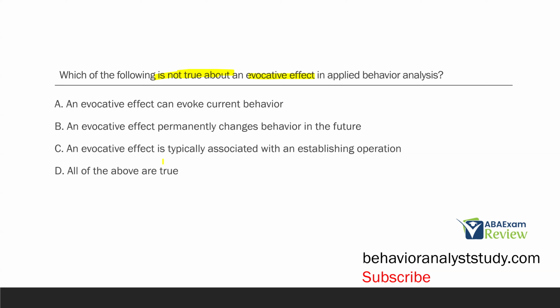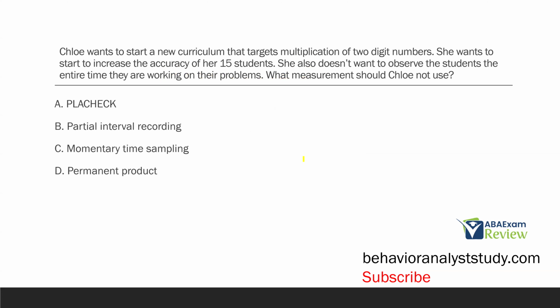C, an evocative effect is typically associated with an establishing operation. This is true. Why is that true? Well, an establishing operation increases the value of a consequence, which typically leads to more behaviors to gain that consequence. So what is not true about an evocative effect is that it will permanently change behavior in the future. Consequences do that, not antecedents.